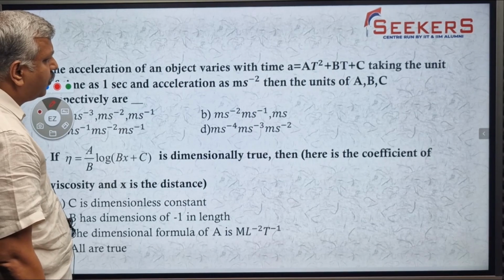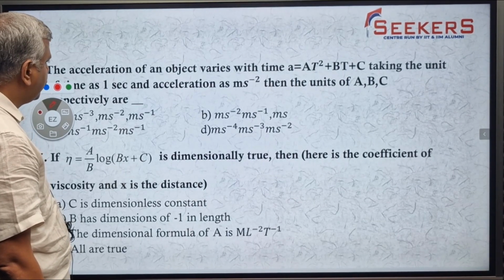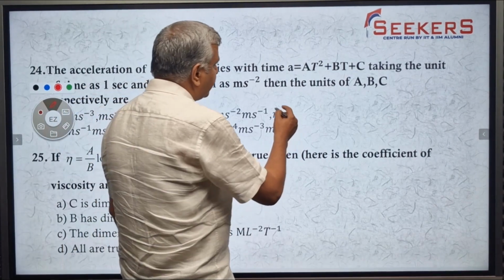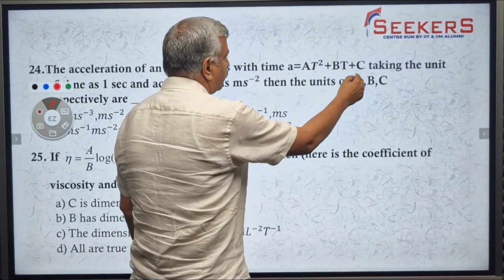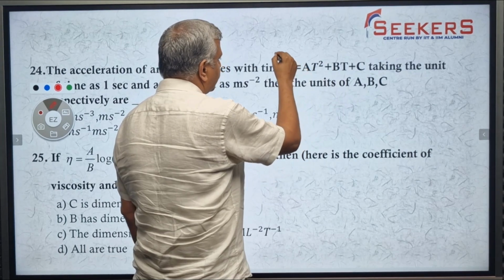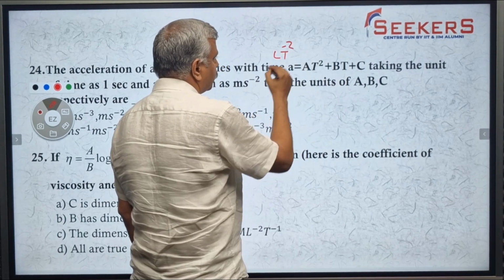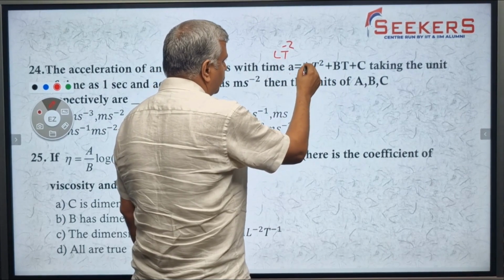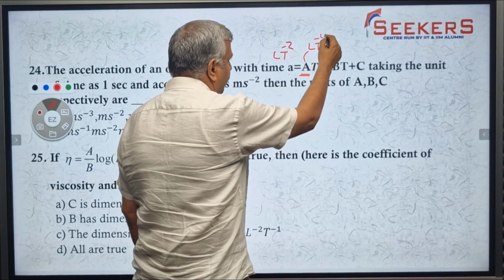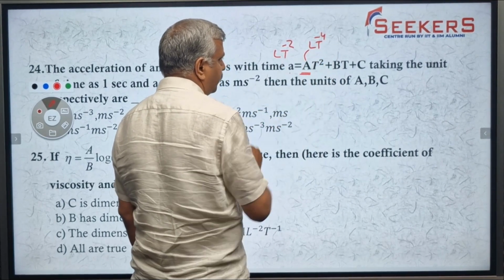The acceleration of an object varies with time. Time unit is 1 second and acceleration meter. Then the units of A, B and C. So understand here acceleration is given in this format. If acceleration is given in this format, acceleration is the units of L t power minus 2. So if L t power minus 2, A should have L and t power minus 4, so that when you multiply with it, it will become this.